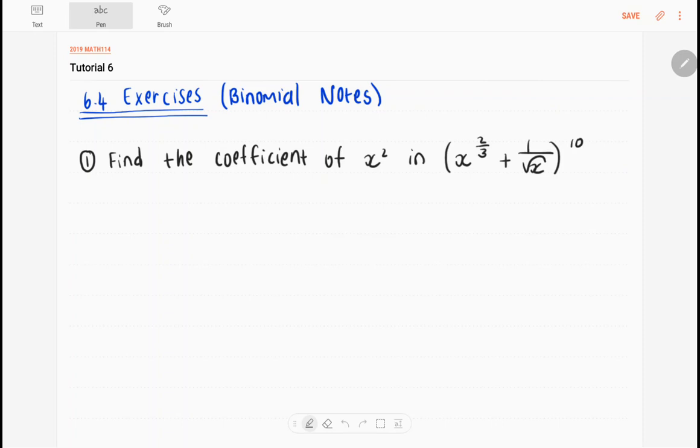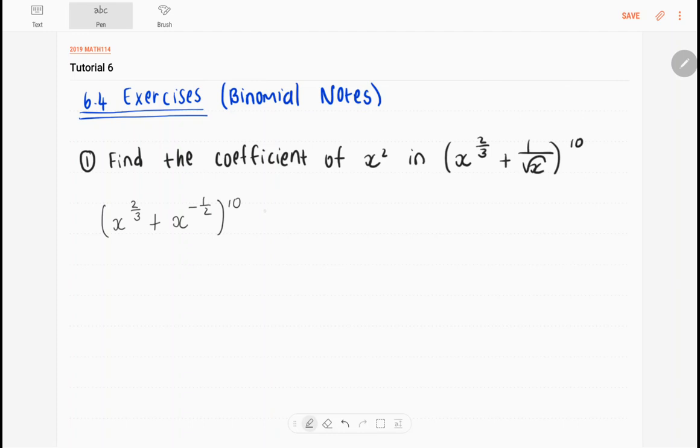Okay, so what we want to do is use the binomial theorem in order to write this in a way that we can see what it would look like when it is expanded. So let's start with that. We start with x to the 2 over 3 plus, and I'm just going to write it as x to the minus a half, all to the power 10.